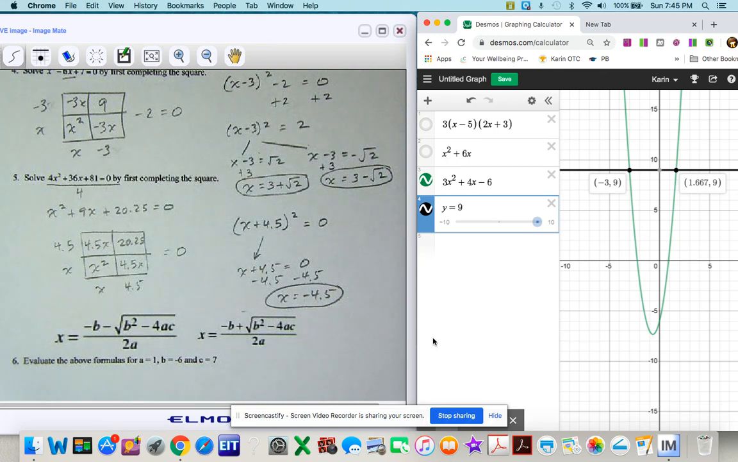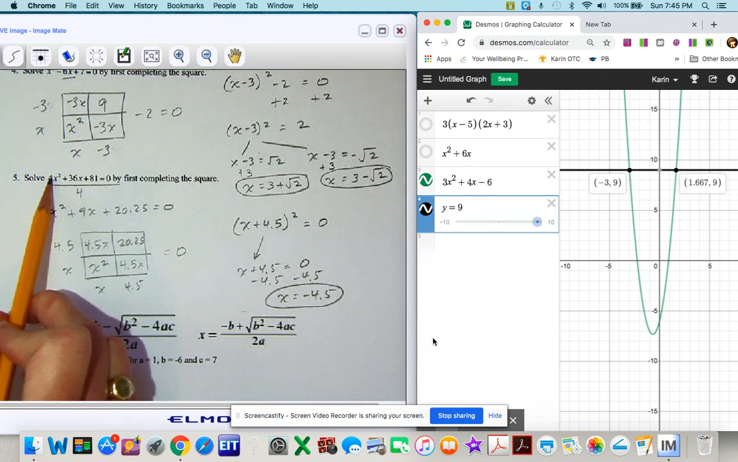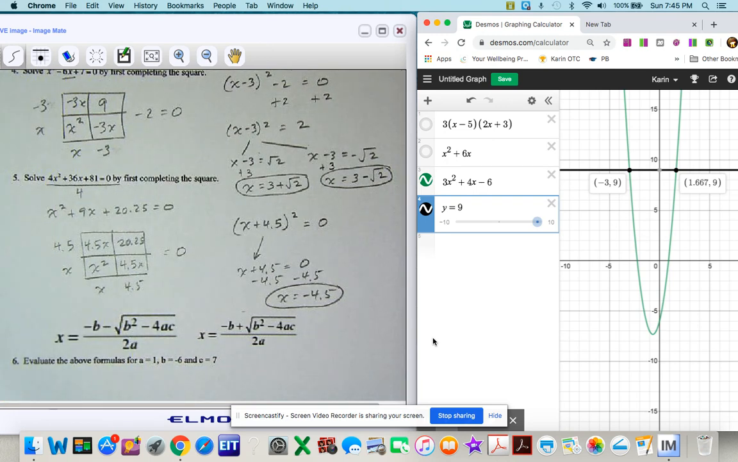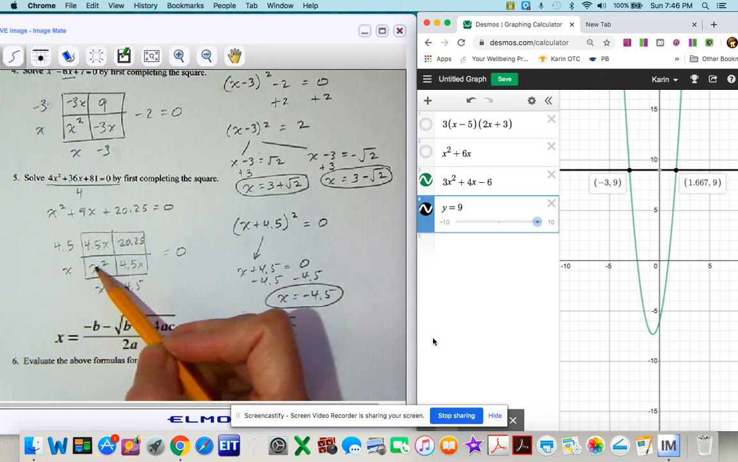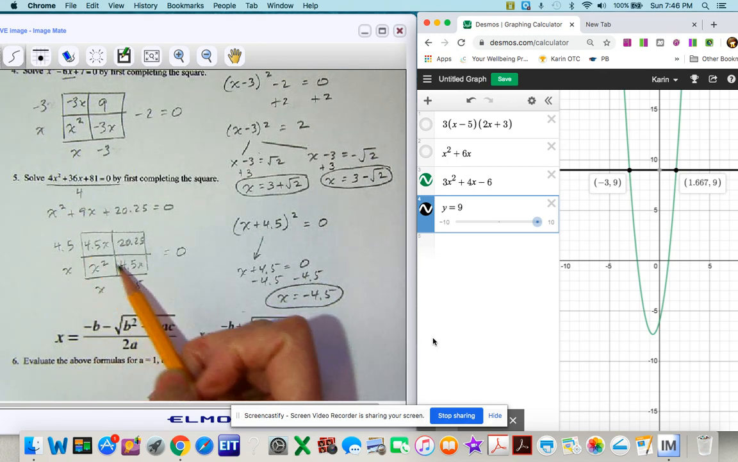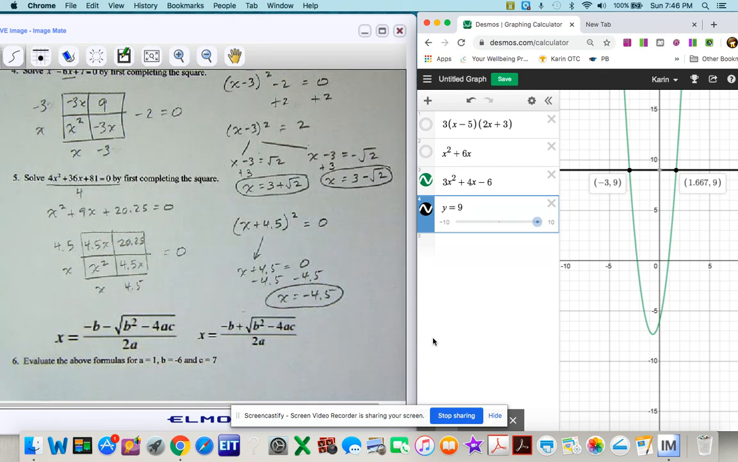Okay, so it's a pretty tedious method, but you can always solve a quadratic by completing the square. I will tell you though, getting rid of the a value first makes it a little bit easier to deal with, because otherwise I would have had to put 4x squared in here. And although that's a perfect square, it's going to get a little bit more complicated with how to fill in the other boxes.